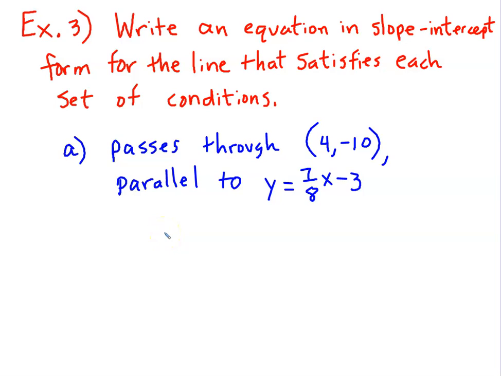Okay, let's talk about equations of lines that are either parallel or perpendicular to other lines. And we just have to remember something that we were taught way back in Algebra 1, that two lines that are parallel have the same slope. They have different y-intercepts, but they have identical slopes. So for the line that I'm given in this problem, the slope of that line is 7/8. So when I write the equation for this line that passes through 4, -10, I'm going to use the same slope because I'm told that these are parallel.